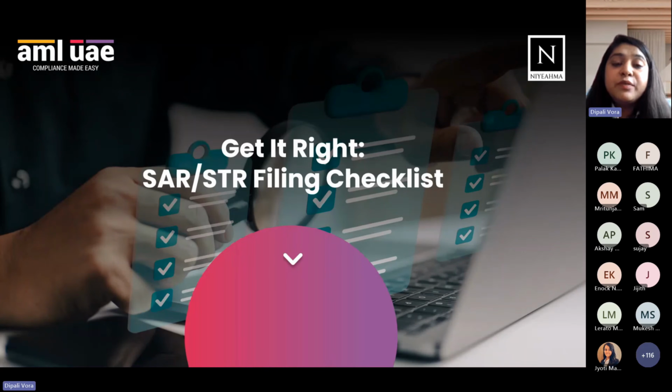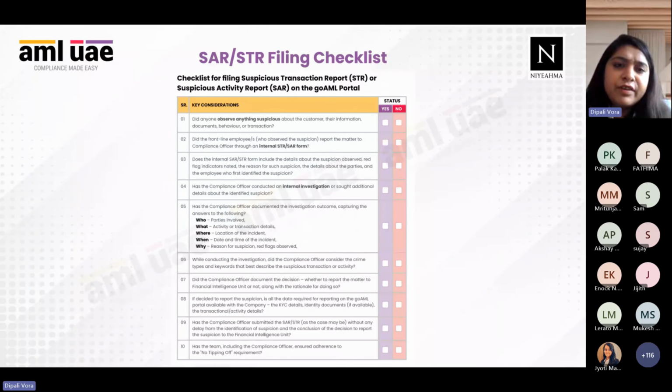So once we have already filed it, we can refer to this SAR STR filing checklist to make sure that in this entire process of filing SAR or STR, we are not missing any aspect. This particular checklist is also available on our website.